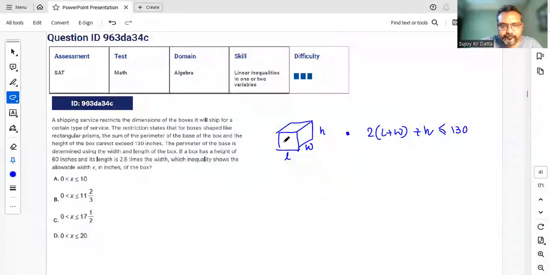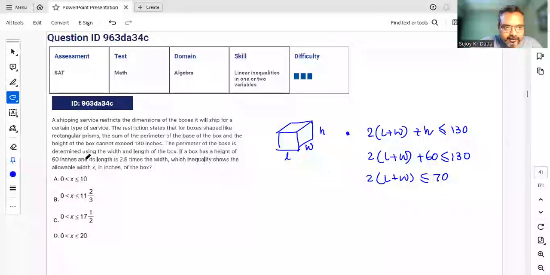Number one. The perimeter is determined using the width and length. The box has a height of 60. So that means 2 times (length plus width) plus 60 is less than or equal to 130. So 2 times (length plus width) is less than or equal to 70. Okay. Now what is it saying? The length is 2.5 times the width. Okay, so let's plug in. Length plus width is therefore less than or equal to 35.